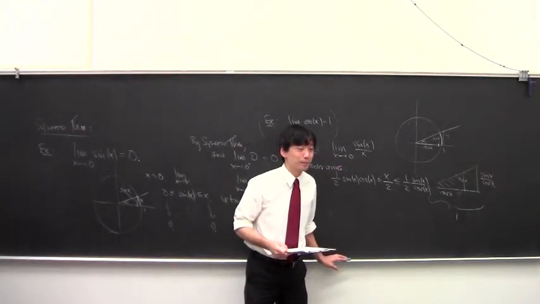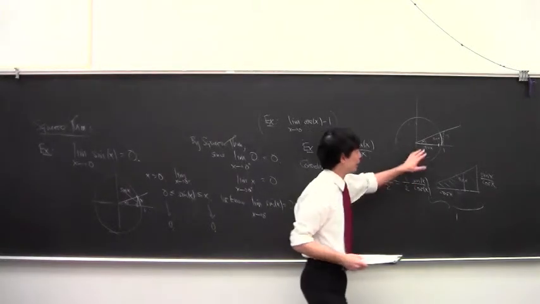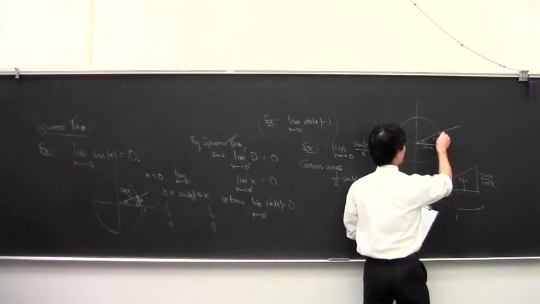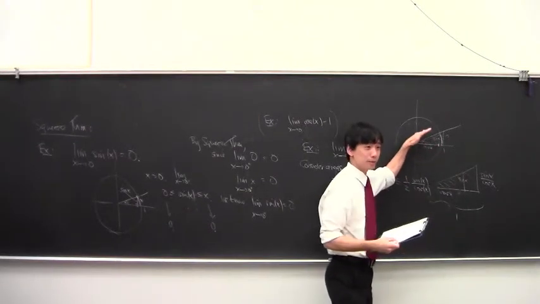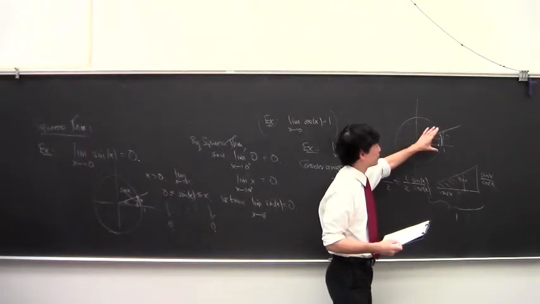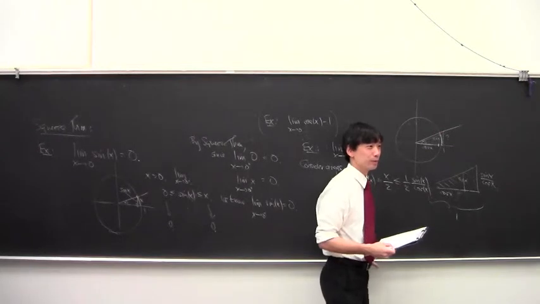Yeah, go ahead. Sorry, how did you get x over 2? That's the area of this sector here, the circular sector, where the angle is x. If the angle is x, then the sector is going to be x over 2.